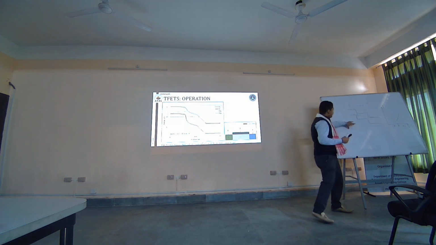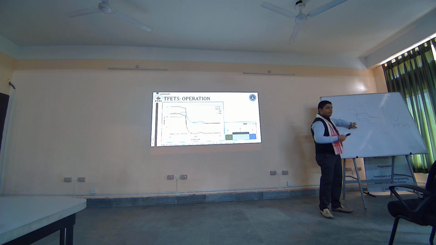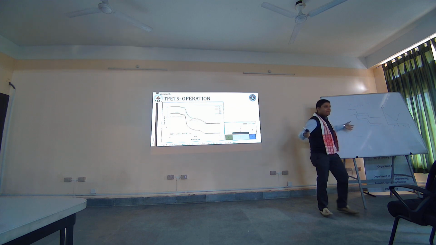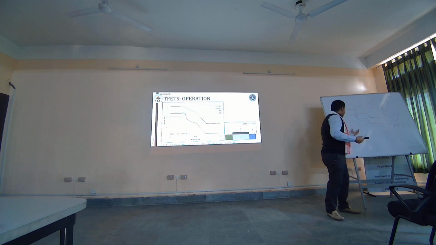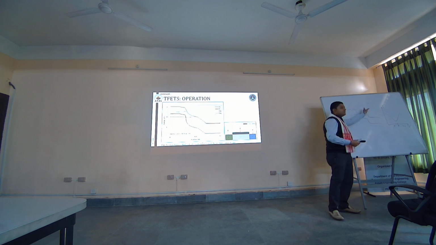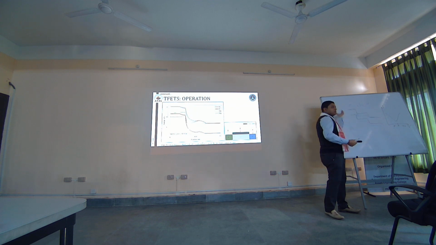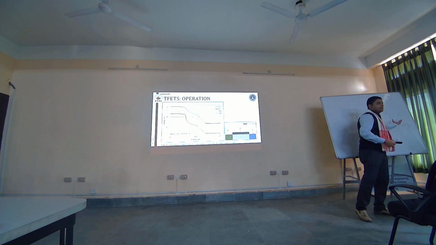Whenever you have a barrier, carriers are waiting, right? If they see a barrier, they are going to go because you have already applied an electric field. So whenever they see a barrier, there will be some kind of current. So on the positive side also you can have a barrier, you can have current. On the negative side also you can have a barrier, you can have current. So your IV is going to look something like this. Both sides you will have current.